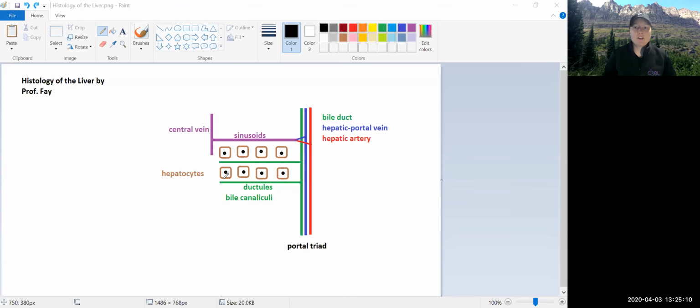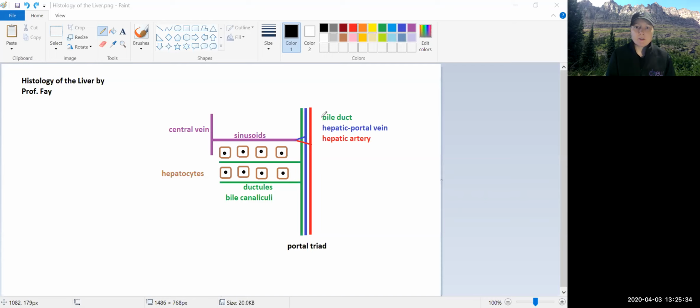Hey all, we've got histology of the liver today, at least kind of in the way that I see it. What we've got on the screen is a little diagram that is a microscopic snippet of the liver. This diagram would repeat probably thousands of times in the liver, so everything you see here, there's multiple copies of them. What we first have is this portal triad.